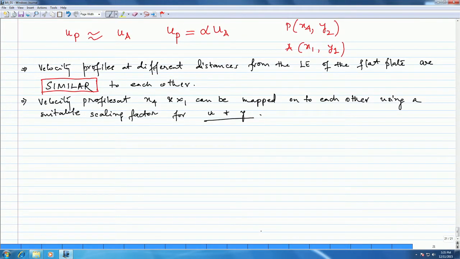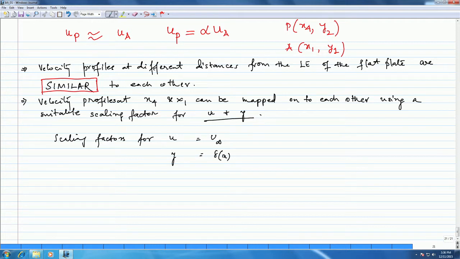Now, let us scale velocities using u infinity and y by delta x. I mean, that's the most intuitive thing to do, I guess. So, let us use scaling factors. For u, let that be u infinity, and for y let that be delta x, right. So, we are going to do a little bit of math and see if we can come up with something interesting.